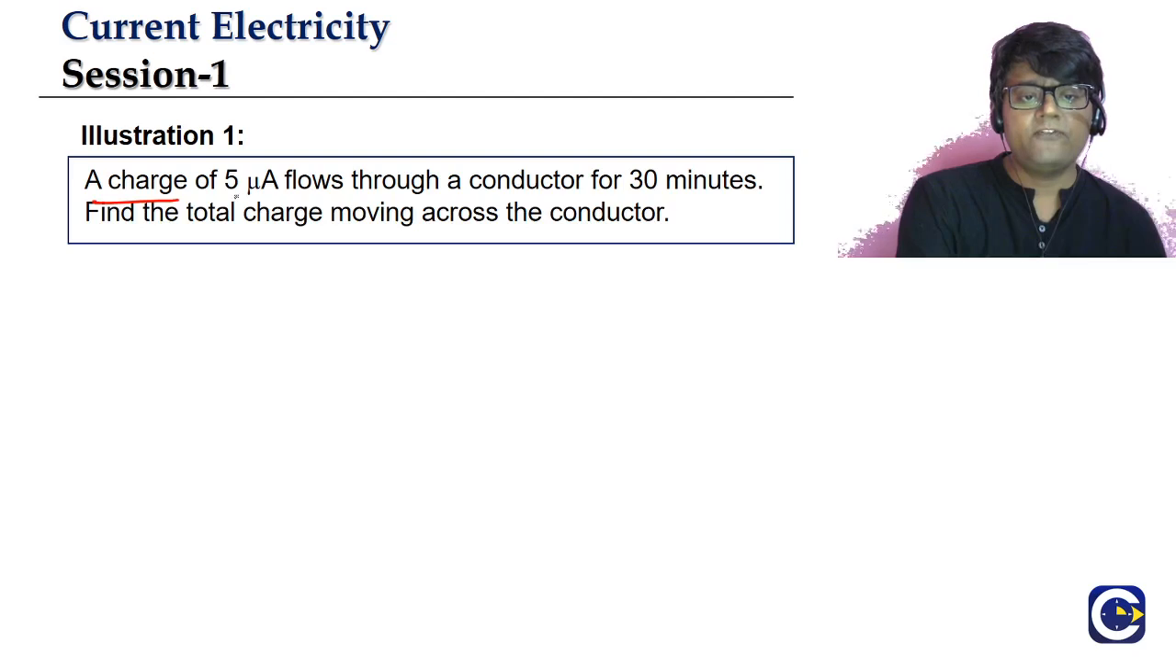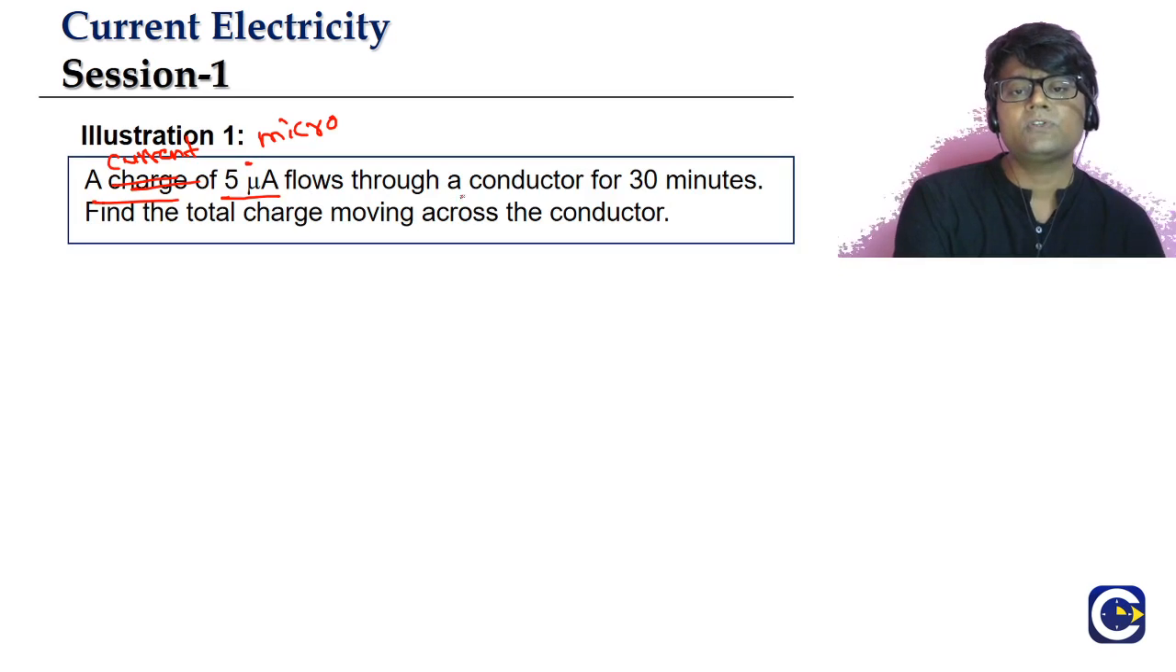A charge of 5, what is this symbol, guys? This is the symbol for what? Micro. A charge of 5 microamperes. I think it should be the current. Okay, what is this, guys? It's not charge. What is it? It's current. A current of 5 microamperes flows through a conductor for 30 minutes.